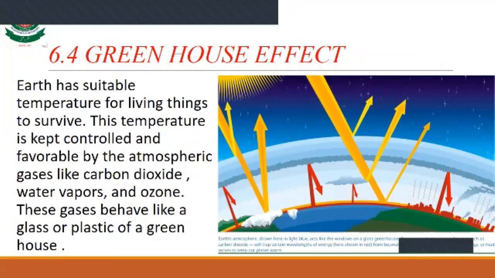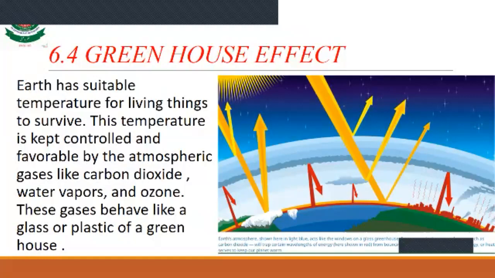You may also see in this picture, earth has a suitable temperature for living things to survive. This temperature is kept controlled and favorable by atmospheric gases like carbon dioxide, water vapors and ozone. These gases behave like the glass or plastic of a greenhouse. As you may see in this picture, Earth's atmosphere, shown in light blue, acts like a window on a glass greenhouse.